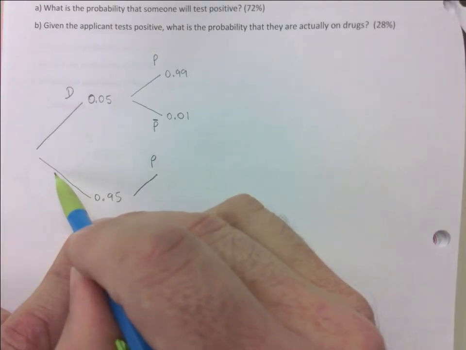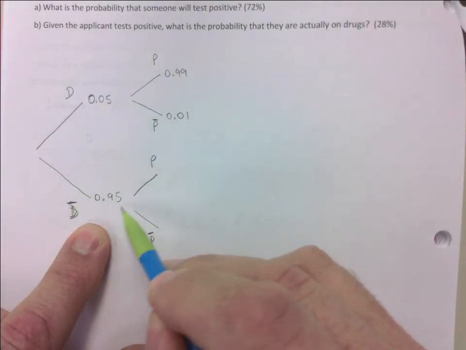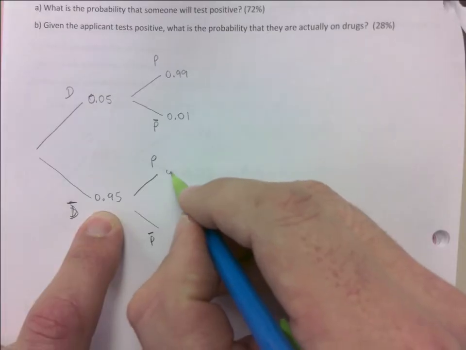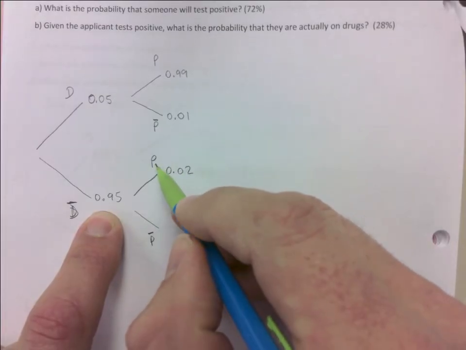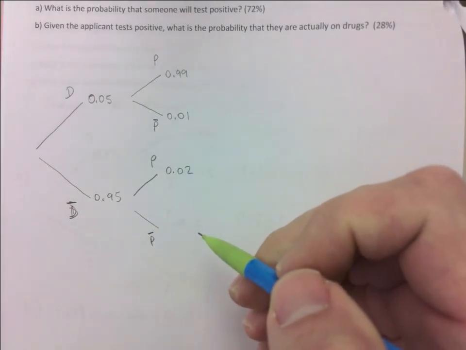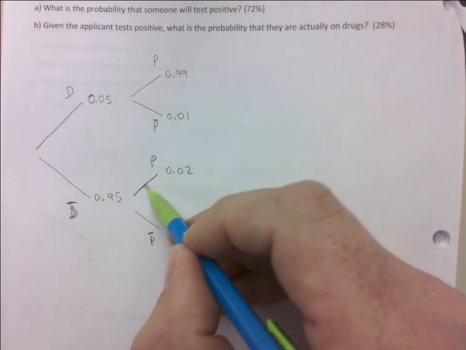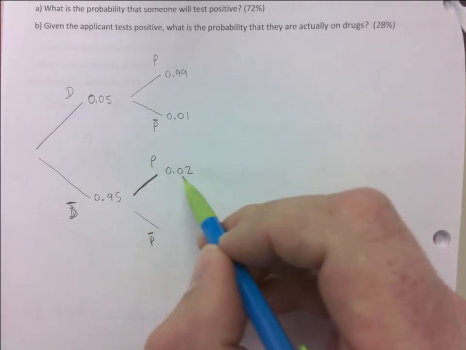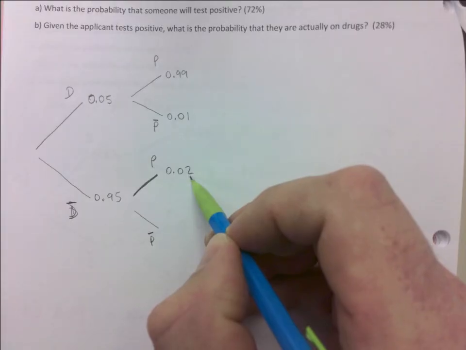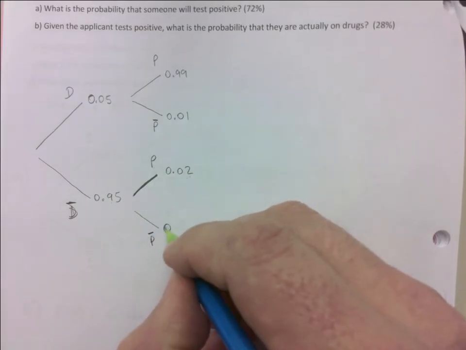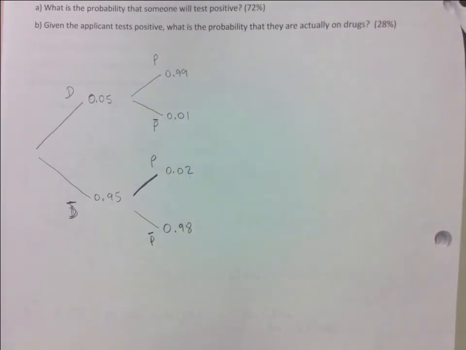On the other side, if you go down this branch, these are all the applicants that do not have drugs in their system. They'll get falsely accused 2% of the time. It's a false positive. So it goes down this branch, it'll be positive 2% of the time. We call it a false positive because we know you don't have any. I just had to think about the wording there. So that means that 98% of the time, and rightly so, it'll say no drugs in the system. So that's how you set this up, okay?